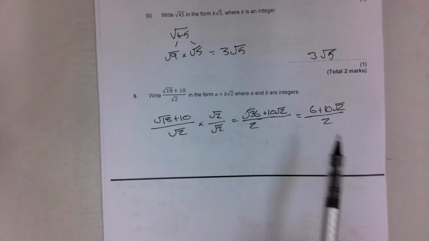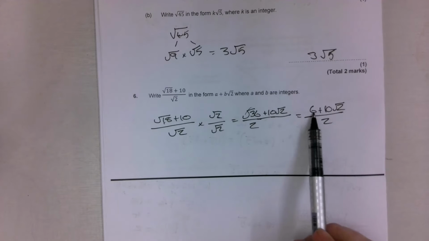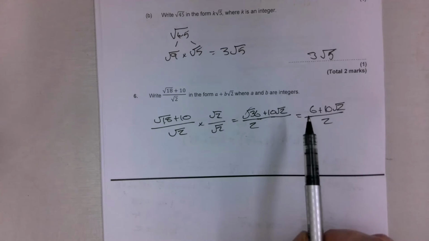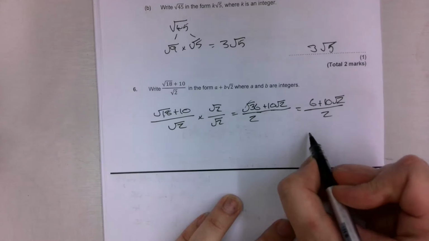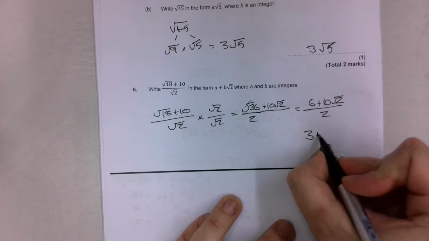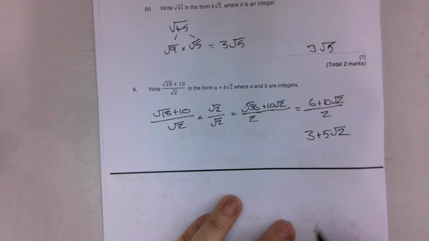Now, because we've got a plus here, both of these things, if we're going to simplify, have to be able to divide by 2. Fortunately, they do. 6 will divide by 2 and you'll get 3, and 10 root 2 will divide by 2 and you'll get 5 root 2, and that will be your final answer.